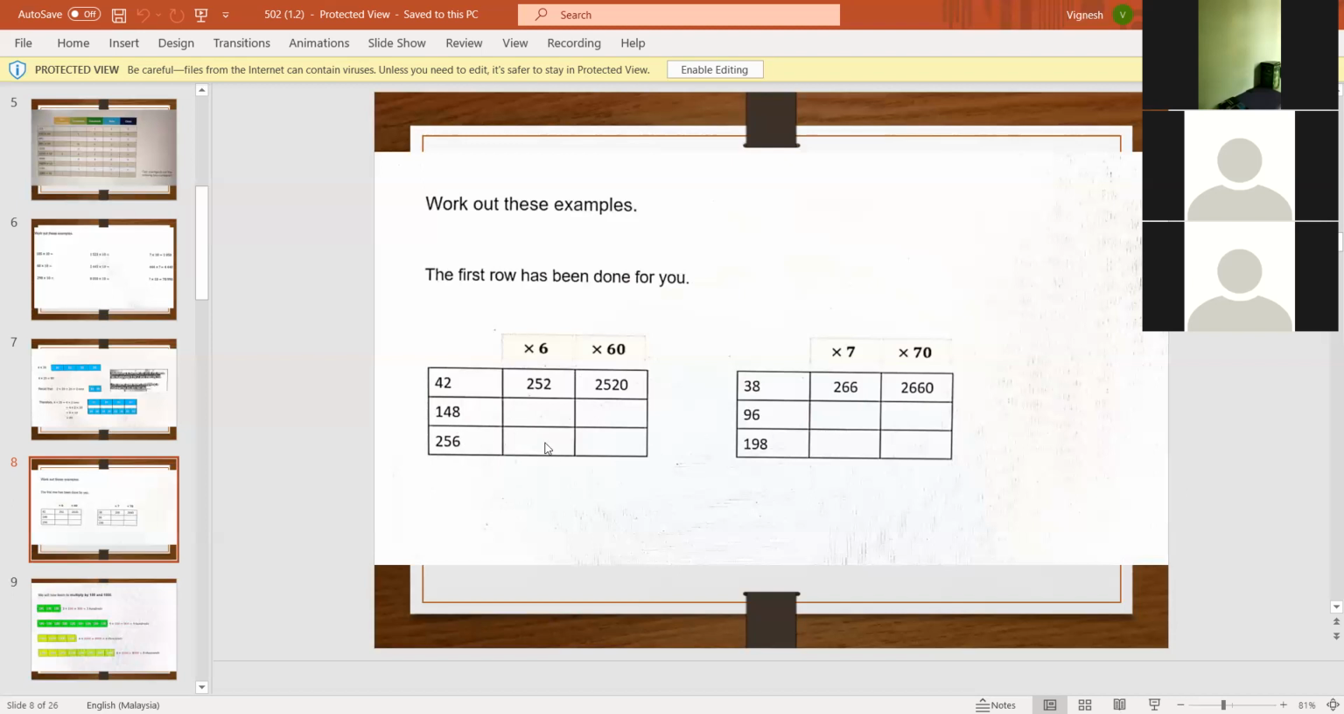Okay, how to find? First, who can tell teacher? Any volunteer? 148 multiplied by 6. You may use the calculator, because for this topic you can use the calculator. 888. When moving on to the next stage, what do you need to do? Multiply by 10, and then what should you get here? So here you see, 8,880.